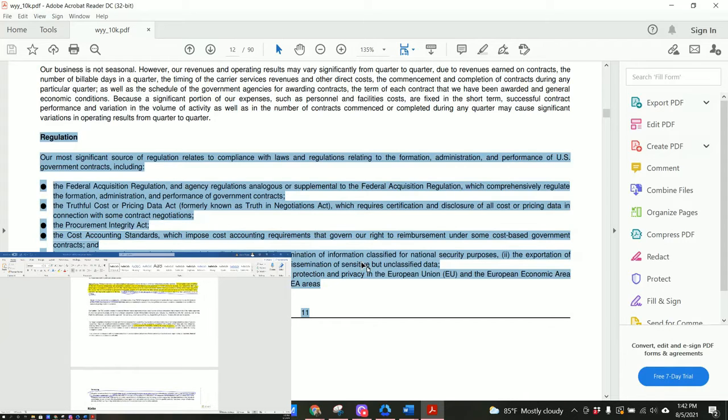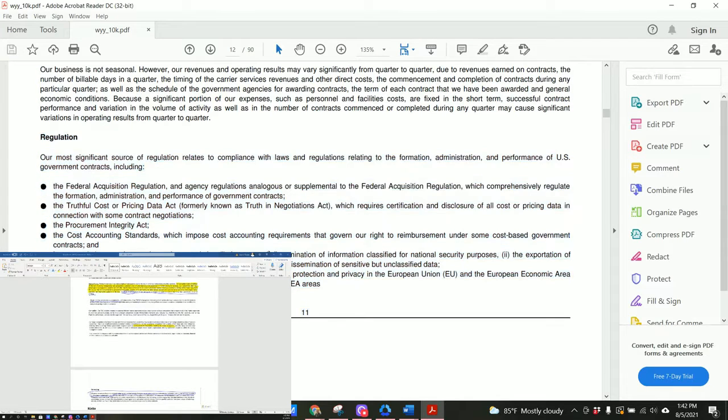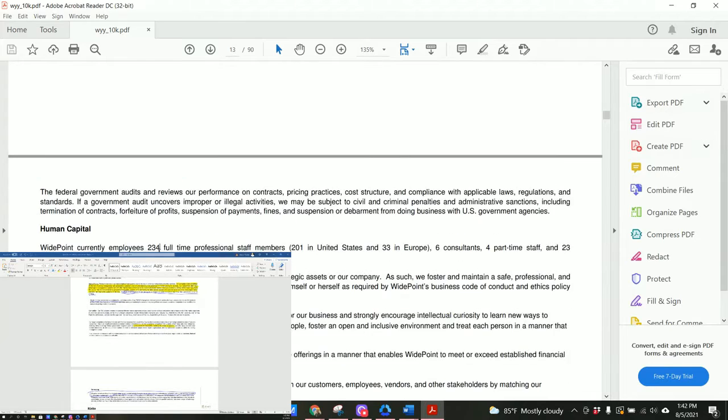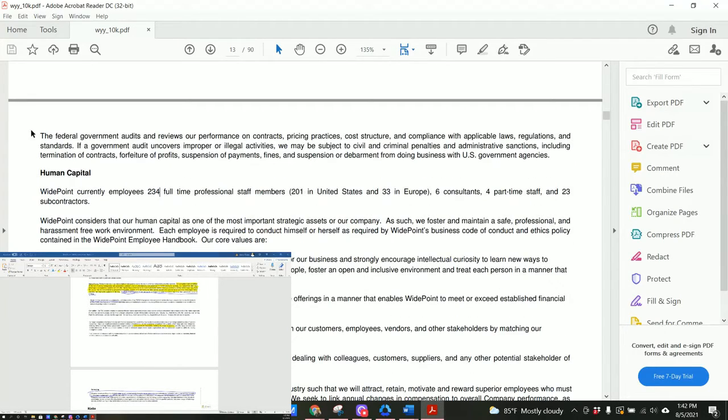And I think last time I looked, it was like 15 to 25 grand to get a security clearance. So that in and of itself is a competitive advantage, because a lot of companies will not go through that. Again, I know this. If you do not, I would add that to the notes. The federal government audits and reviews our performance on contracts, pricing practices, cost structure, and compliance with applicable laws, regulations, and standards. And then it goes on from there to what happens if they fail those inspections. Essentially, they can be fined, suspended, and kept from doing business as a government contractor.